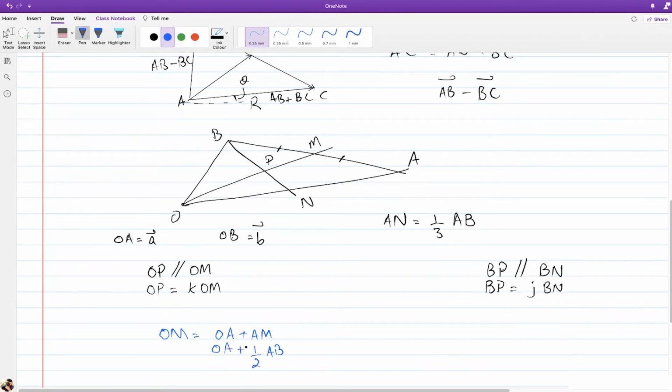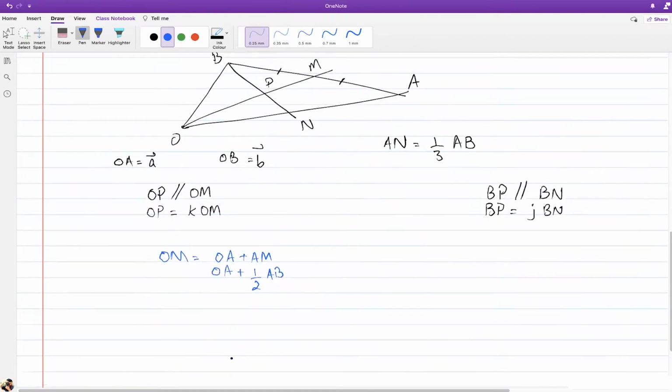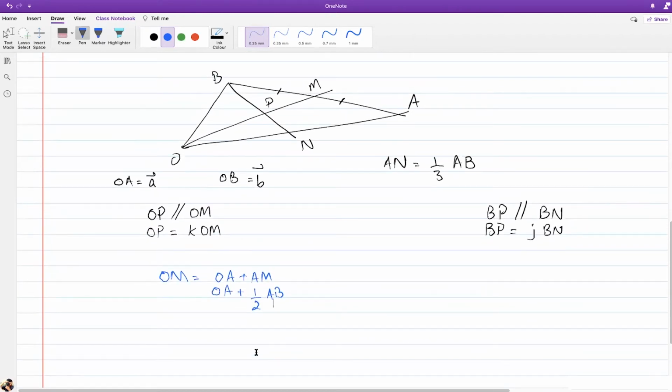Can I say that, right? Is it not one-third? No, M is in the middle. M is the midpoint of AB. Yes. Okay. N is not the midpoint of OA. It's not. It's 1/3. We just know that AN is 1/3 of AB. Okay, that's all we know. Yeah. Now, what is AB?